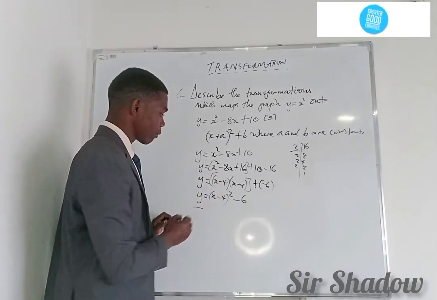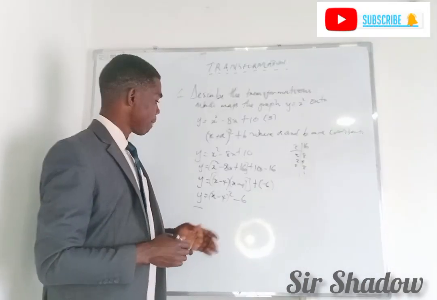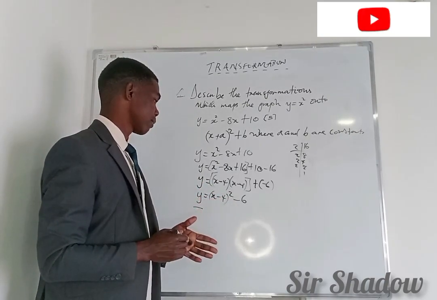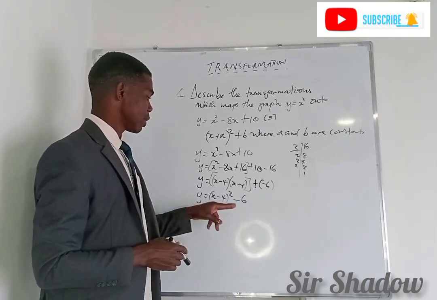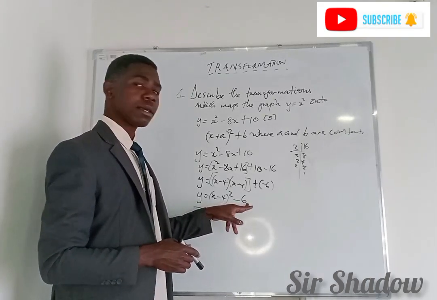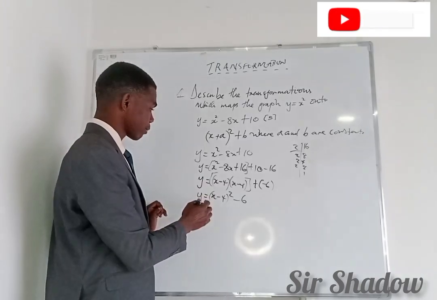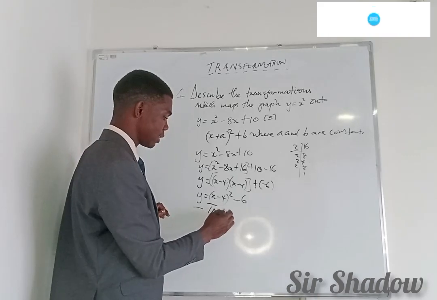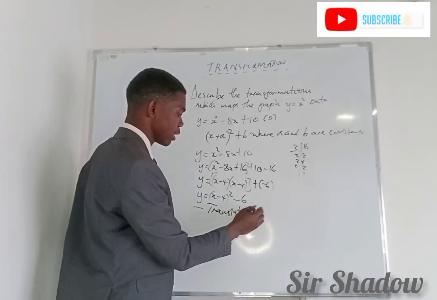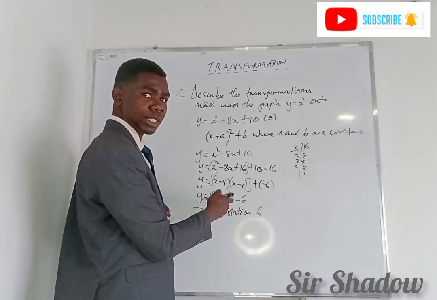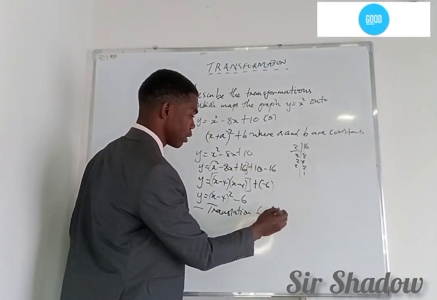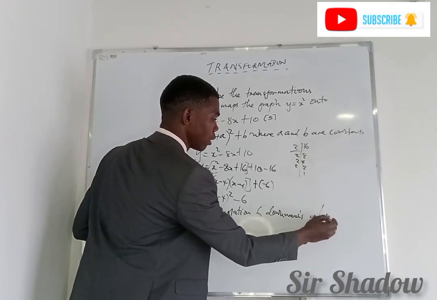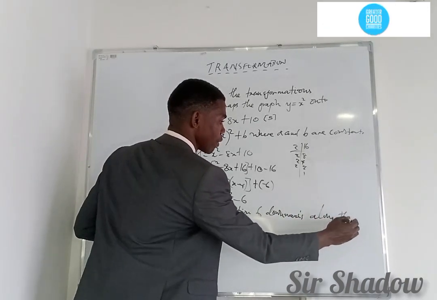First thing, when describing, let's first take the simplest part. This one becomes a translation. Since it's negative 6, it's a translation of 6 units downwards, since subtracting 6 is downwards, along the y-axis.